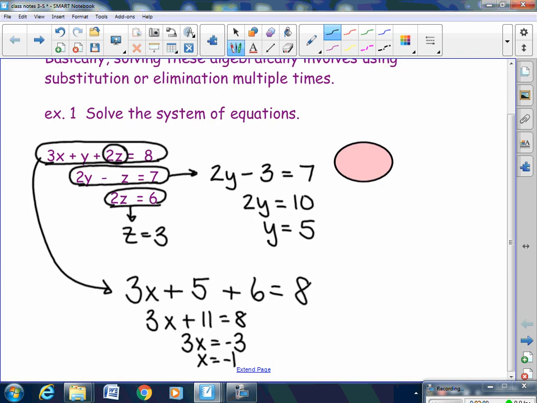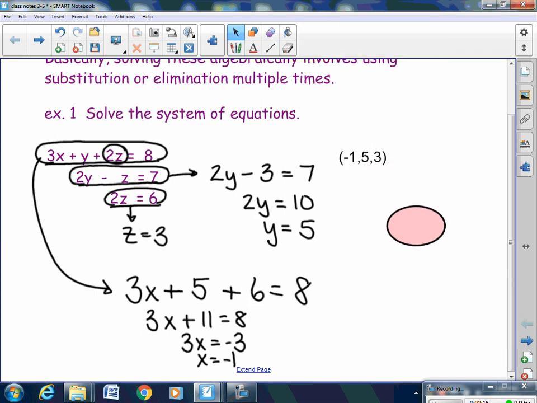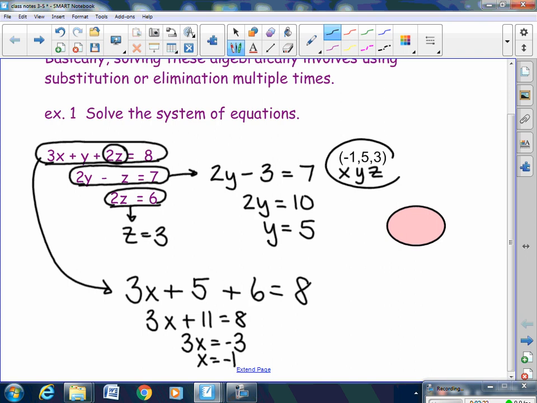You can leave it like this on the test, or you can write it as a triple: x first, then y, and then z. You do not have to write it like this. You can leave it like this, and I'll accept it. So that's the first problem.